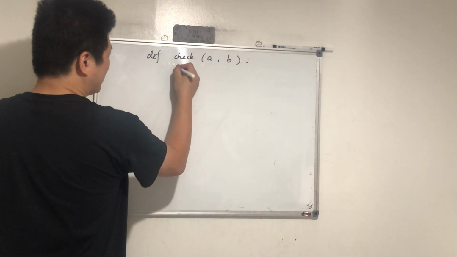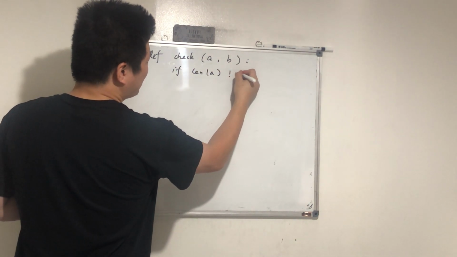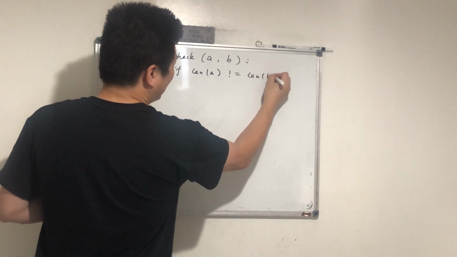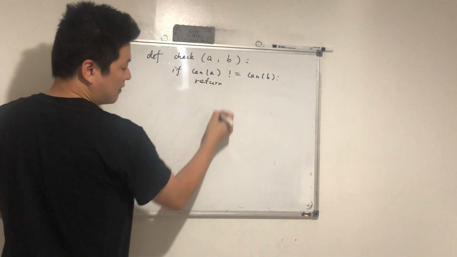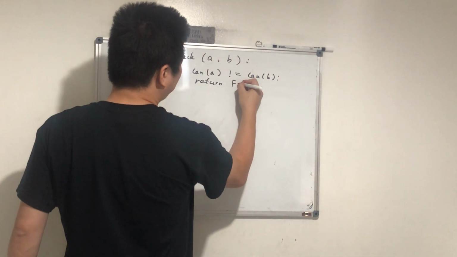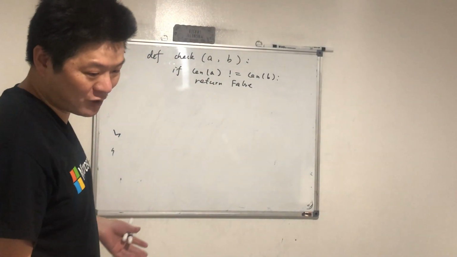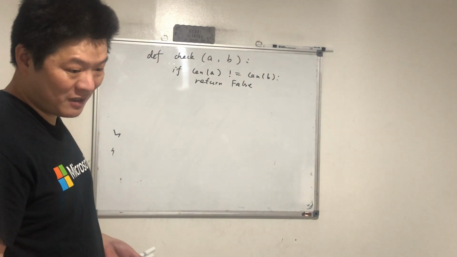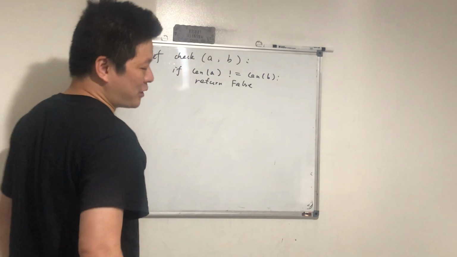Okay, so first of all, we want to check the length. If the length of A is not equal to the length of B, then what should we do? Return false. If the two are different sizes, they can't be anagrams, right? That's not possible. Now, how can we check if two strings are anagrams?